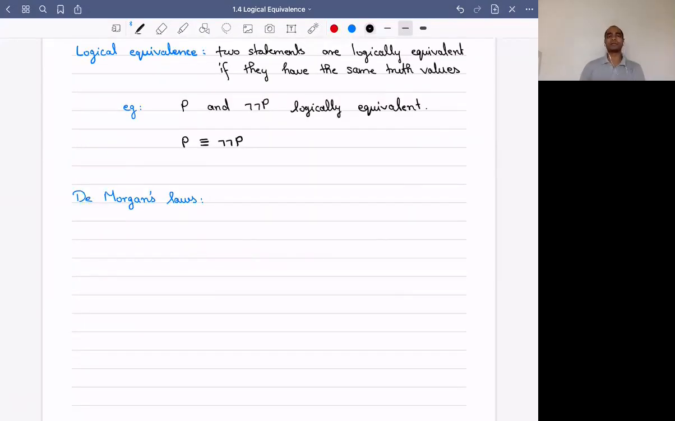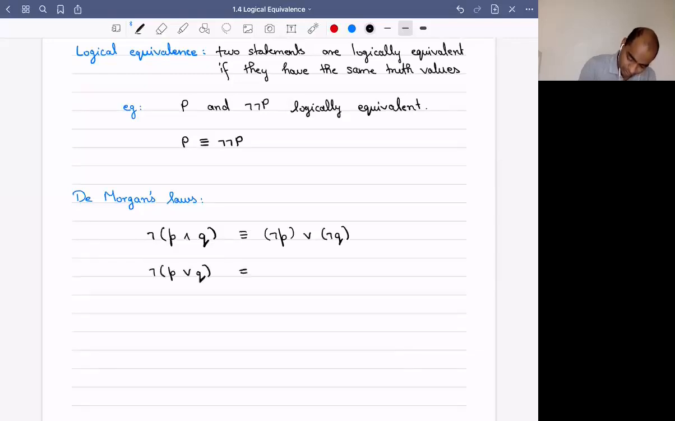So we come to our first theorem, that is De Morgan's law. De Morgan's laws are logical equivalences for negations. What they say is: not of P and Q is logically equivalent to not P or not Q, and not of P or Q is logically equivalent to not P and not Q. So what is happening is that when you have negation, the and becomes or, and the or becomes and, and you can push the negation inside the brackets.